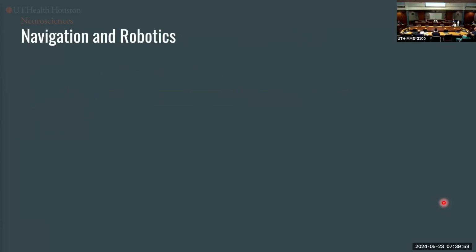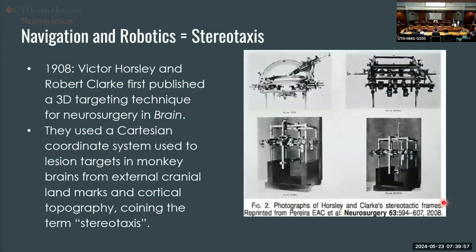So switching gears to navigation and robotics, another subject that's sort of near and dear to me. Robotics really comes from stereotaxis, from our brain buddies. Victor Horsley and Robert Clark first published a 3D targeting technique in 1908 in brain, and they used a Cartesian coordinate system to target, basically to torture monkeys in a sophisticated manner.